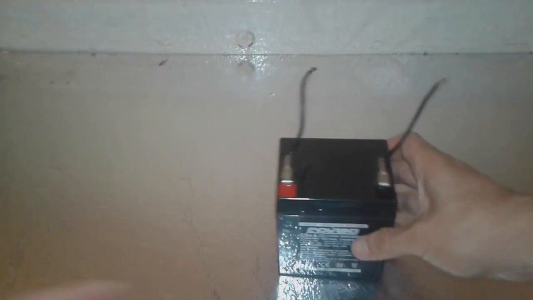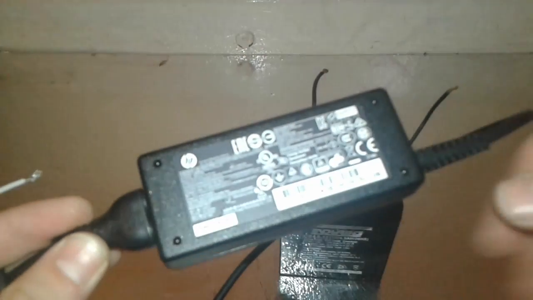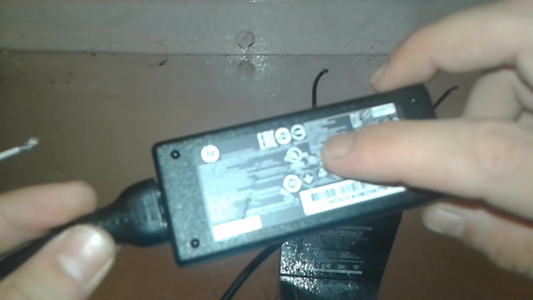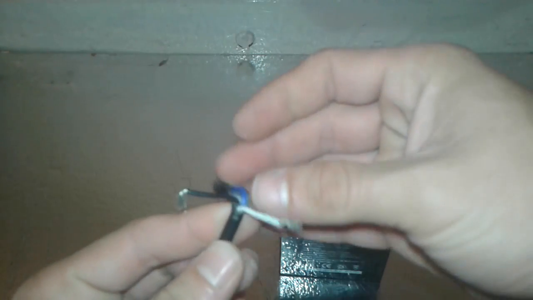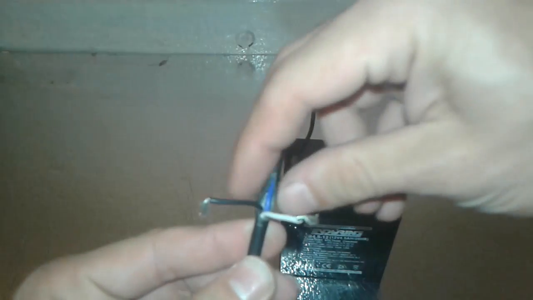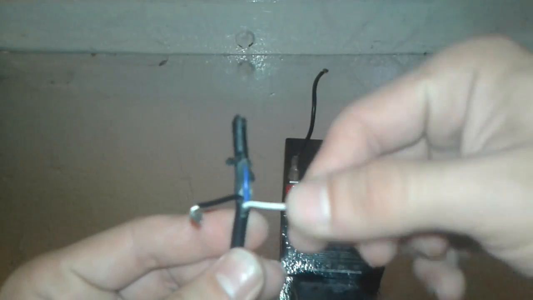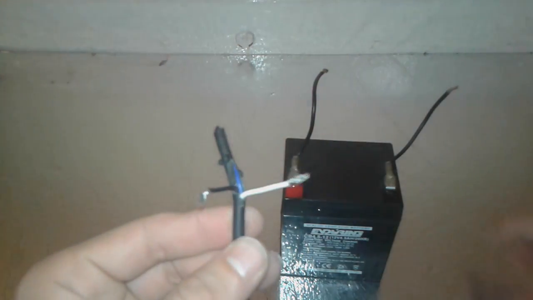Alright, let's get started. For this one, we're gonna need nothing else but a laptop charger. This is an HP one. This is rated for 19 volts and 2.31 amps. Basically, we did strip the wire. Originally, it had three wires on this one. This is the signal one or something else. But we remain with these two cables. This is the plus and this is the minus terminal of the laptop charger.